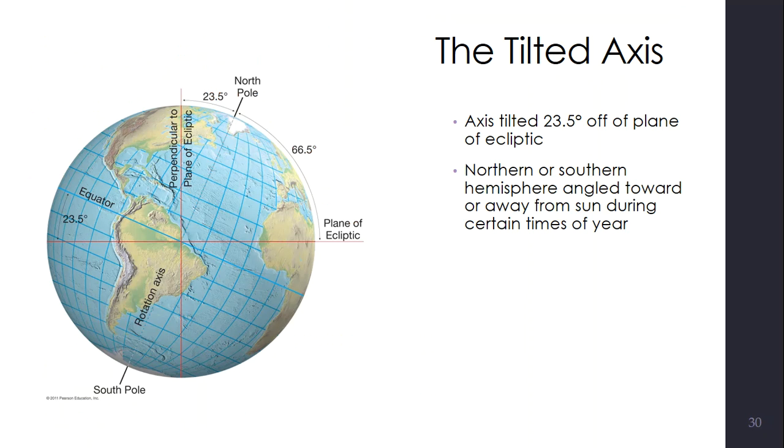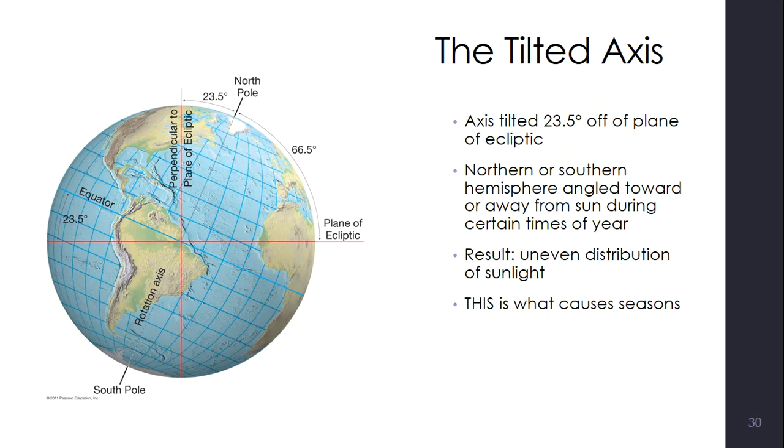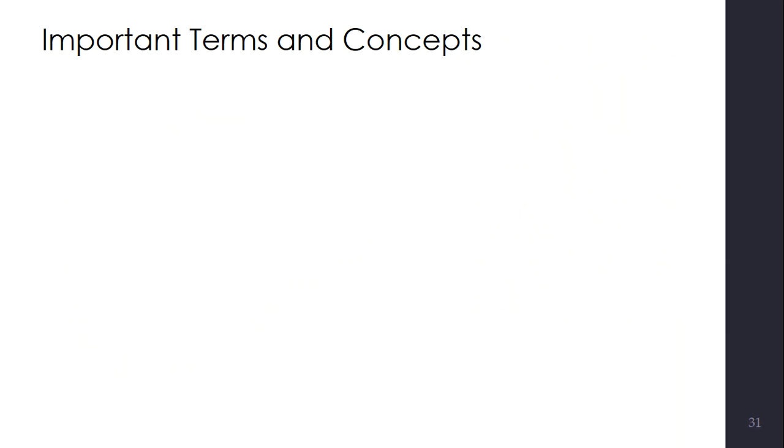The northern or southern hemisphere is angled toward or away from the sun during certain times of the year. This results in an uneven distribution of sunlight, and this is what causes the seasons, which I know I just went through very fast, but if we slow down for a second, you can understand what I mean. And so basically, during our summer, the northern hemisphere is receiving more light than the southern hemisphere is. During their summer, which happens when we have our winter, they are getting more sunlight. And we'll look at some examples of this.